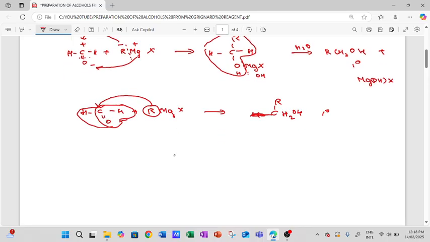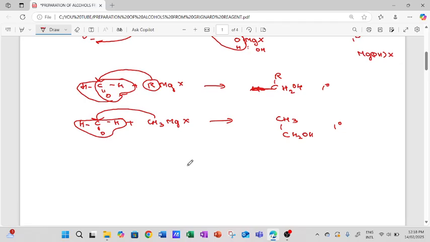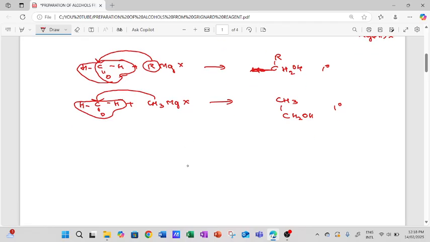For example, if I write HC double bond O H, formaldehyde, with CH3MgX, without writing the mechanism we can write it directly: the alkyl group shifts onto this carbon. So CH3, then the whole formaldehyde part changes into CH2OH. It is CH3CH2OH, ethanol, a primary alcohol. The number of carbon atoms on the left side and right side should be equal. So that is number one.